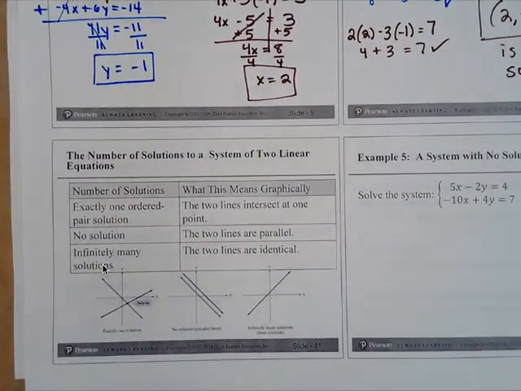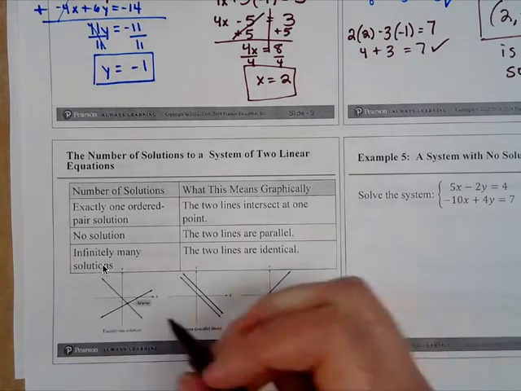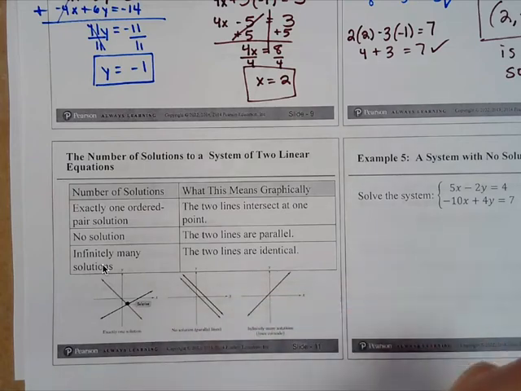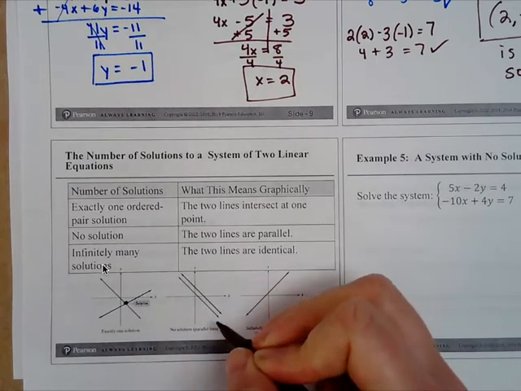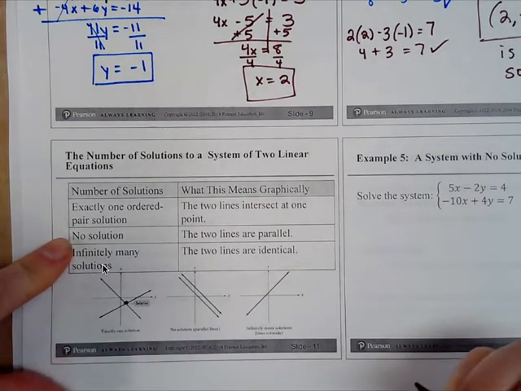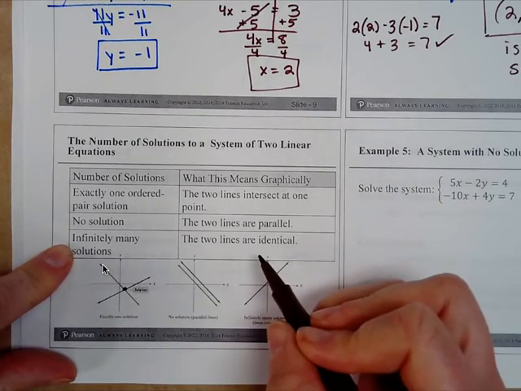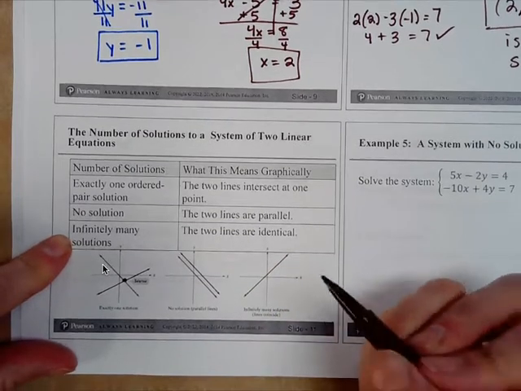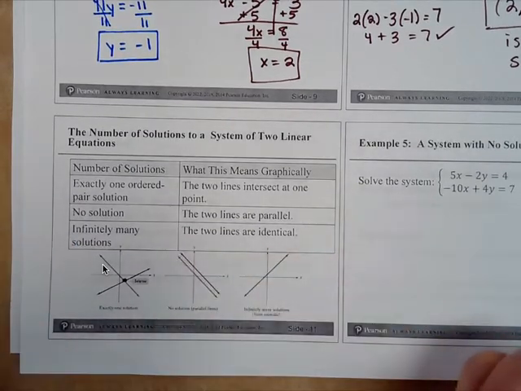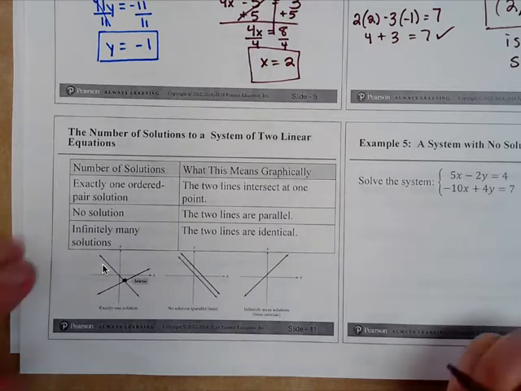Okay, with systems of equations, we can have 3 different answers. We can have one solution, that's your intersect, exactly one solution. We could have no solution, that's when they're parallel, they have the exact same slope. And then infinitely many, the 2 lines are identical.